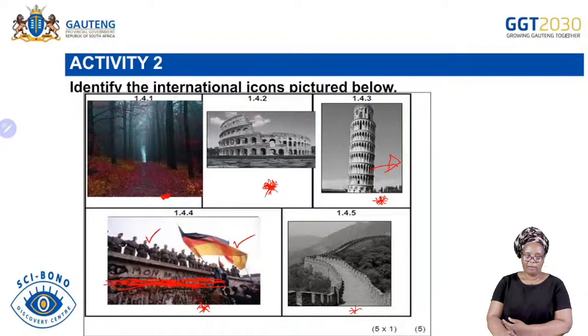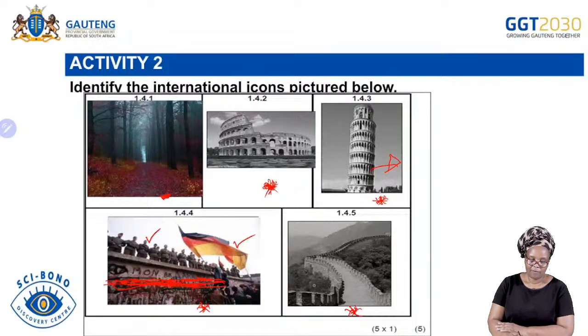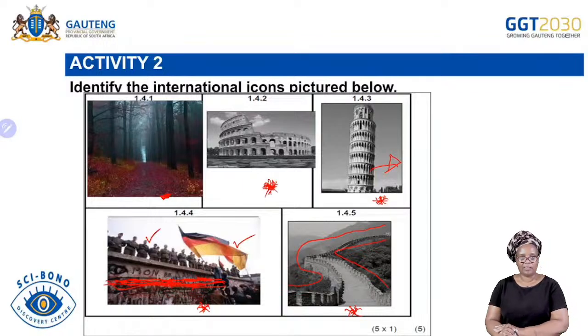Then the last one. Let's look at the last one. You can see it starts from here, it goes up and up and up. It's just that our space is small, but you can see what it is. You just talk about it now. If you have the name of this icon as the Great Wall of China, you are right. This is the Great Wall of China.